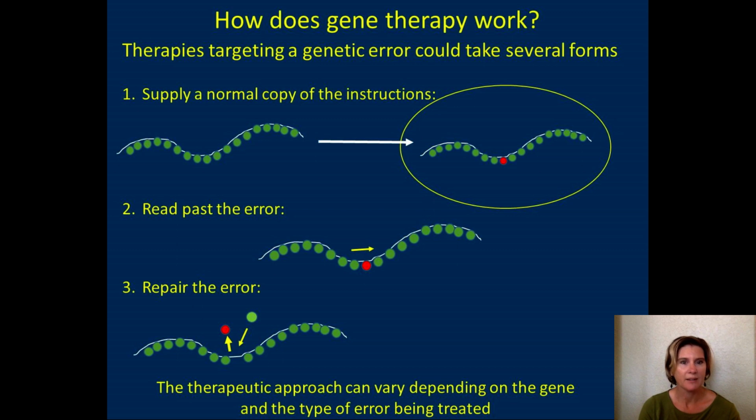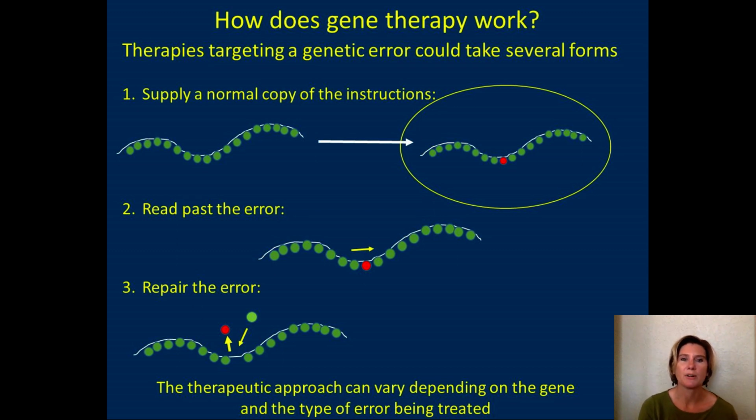The first way is to provide a replacement copy of the instructions, basically delivering a healthy copy of the gene to the appropriate body tissue so that it, instead of the native incorrect instructions, will be used to build a protein. And then hopefully that protein will be able to correct some of the damage that was done by having an incorrect protein there for as long as it's been.